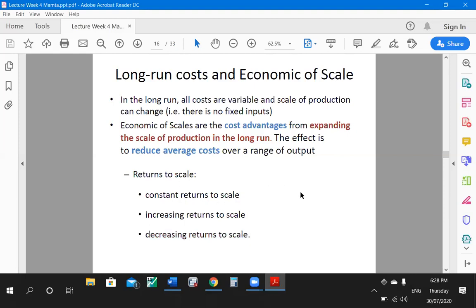They mean it this way. When your economies of scale remain constant, the benefit you are getting remains the same, it means it's constant. When your economies of scale start increasing, it will also decrease at one stage. That will be decreasing return to scale.